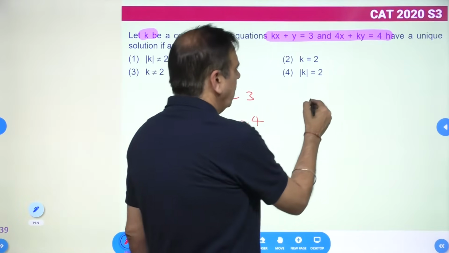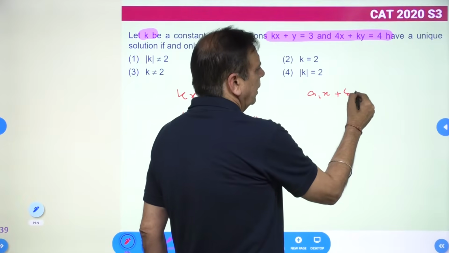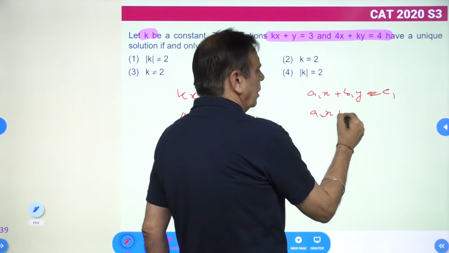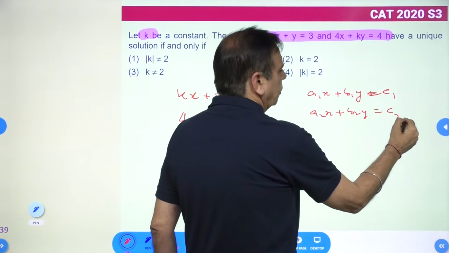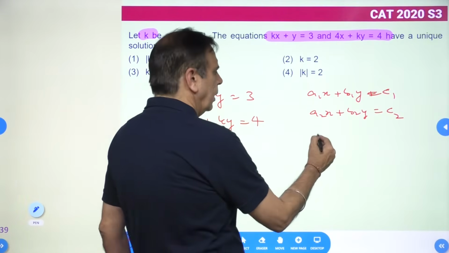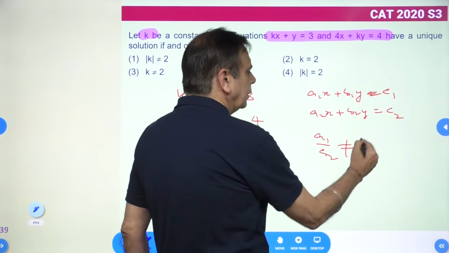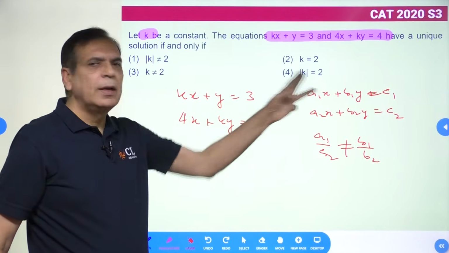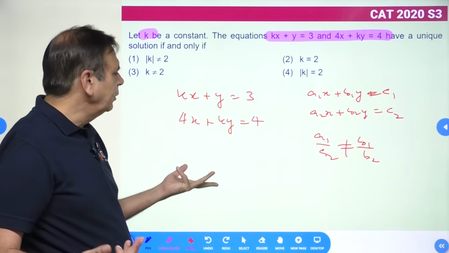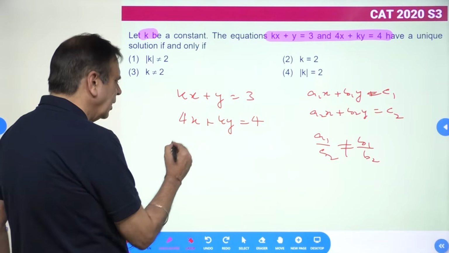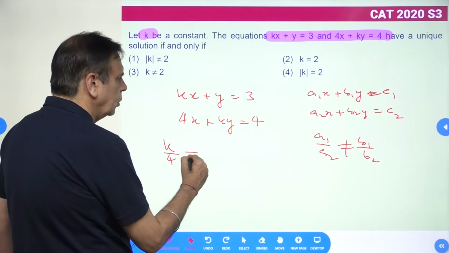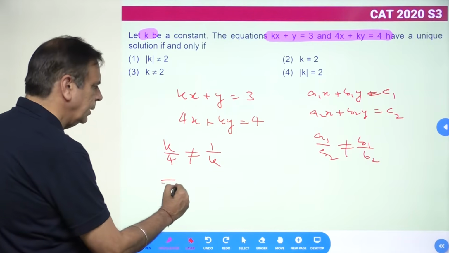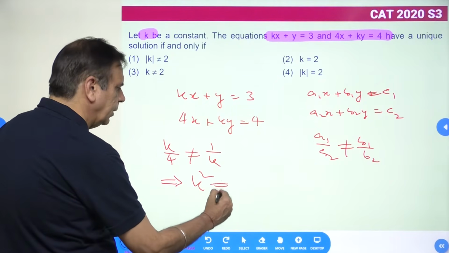Okay, so अगर equations हैं a1x plus b1y is equal to c1, and a2x plus b2y equal to c2. Unique solution कब होगा? When a1 upon a2 is not equal to b1 upon b2. Okay, ratio of coefficient of x should not be equal to ratio of coefficient of y. You will get a unique solution. तो simple सवाल है, उसको उठा के कर लेंगे. So what does k upon 4 should not be equal to 1 upon k mean? k square should not be equal to 4.